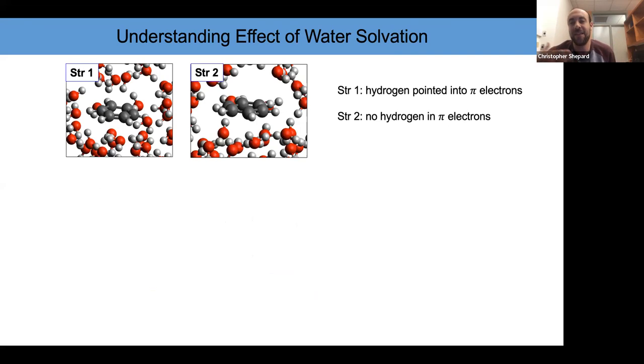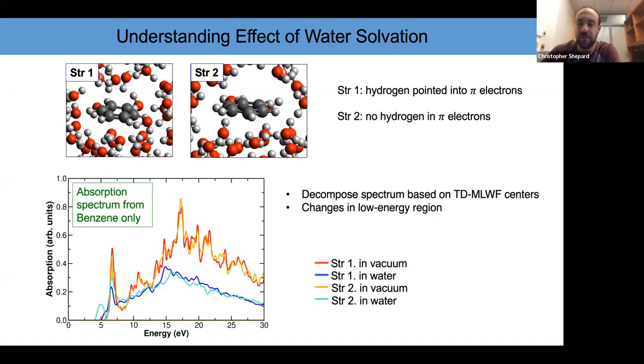And since we had the implementation of Wannier functions, we decided to look at this more complex system. Here, a benzene in water in two different orientations for the pi electrons. By using Wannier functions, we're able to decompose the spectra into the contributions from benzene versus the contributions from water. So here I'm showing the absorption spectra contributions from benzene only. And here we're able to observe changes in the low energy region in water versus vacuum.